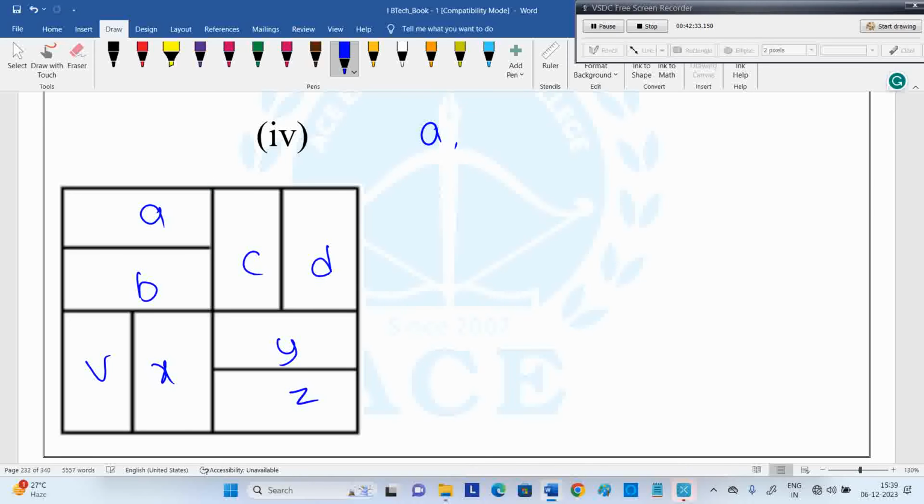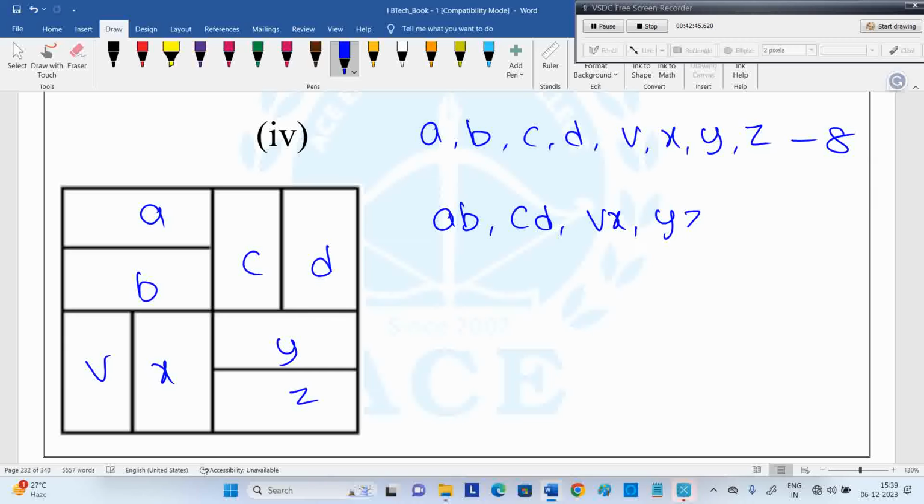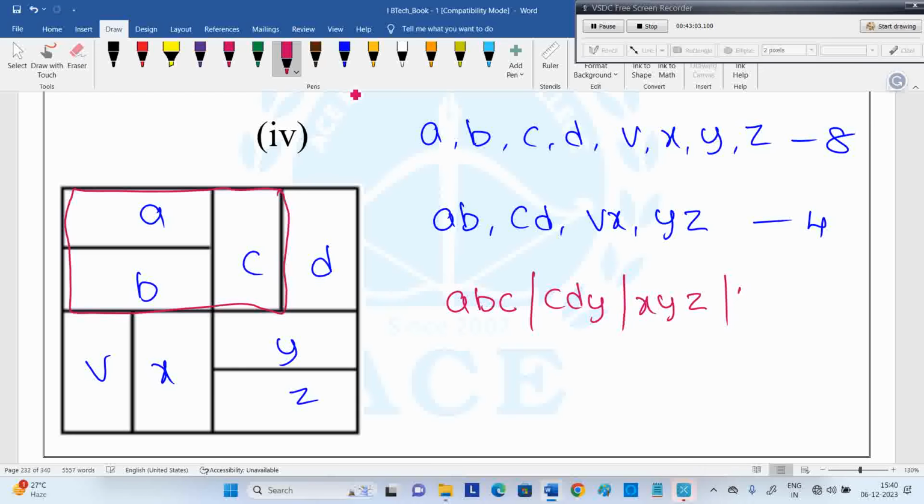So A, B, C, D, V, X, Y, Z: total 8. And two combinations: A, B, C, D, V, X, Y, Z, 4. Three combinations is where many people are missing. A, B, C is also a 3 combination. You have 4 like that. C, D, Y also. X, Y, Z also, you focus. D, V, X also, you focus.